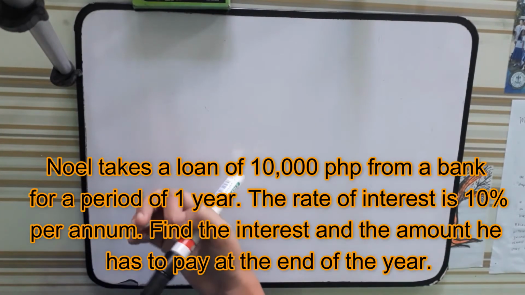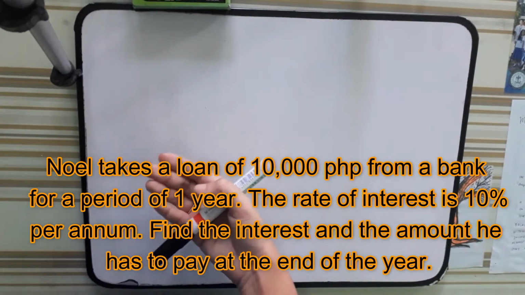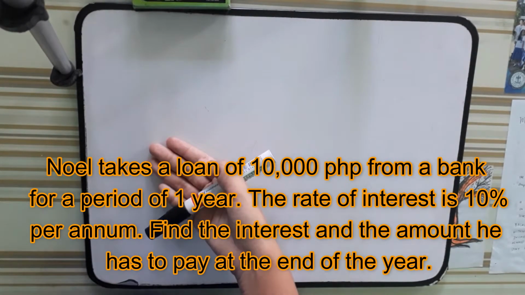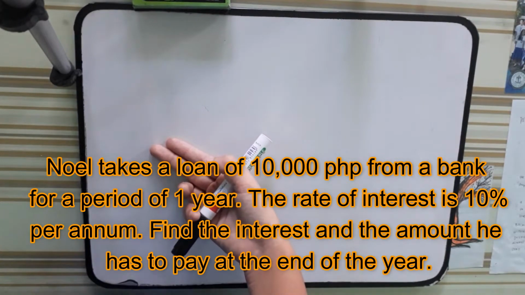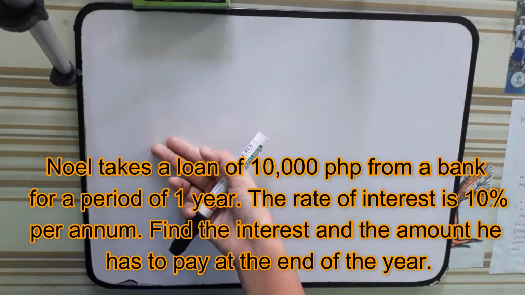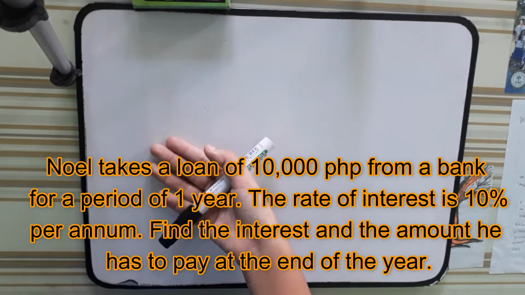Let's say for instance, we have the problem: Noel takes a loan of 10,000 pesos from a bank for a period of 1 year. The rate of interest is 10% per annum. Find the interest and the amount he has to pay at the end of the year.